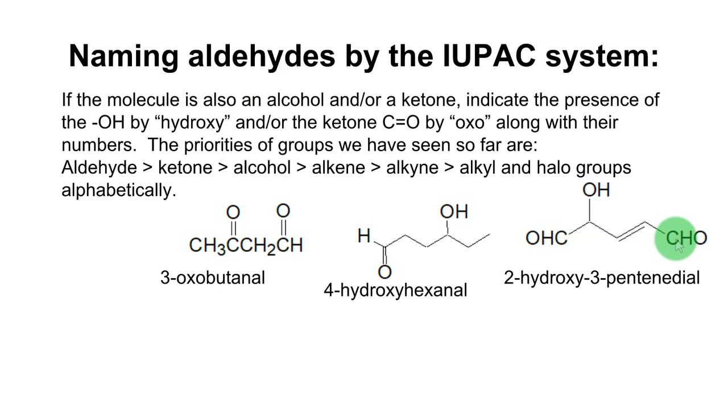Since there's an aldehyde on this end and an aldehyde on this end, well, we would number from this end if the OH takes precedence. We would number from this end if the alkene takes precedence. And we know that OHs take precedence over alkenes. So we number from this end.